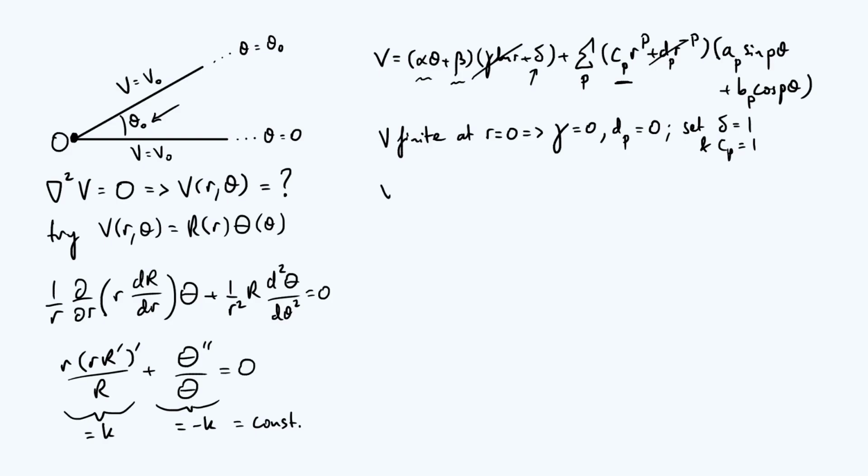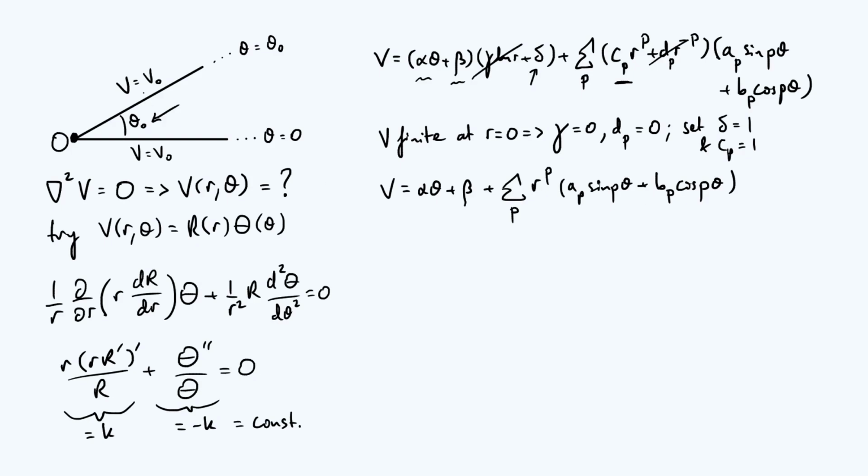So what do we have after we apply all of those simplifications? Well, you've got your alpha theta plus beta out the front. Your sum now looks a little bit simpler. Sum over some values of p. We set c_p to 1, so you've just got r to the p, and then you've got your a_p sine of p theta plus b_p cos of p theta.